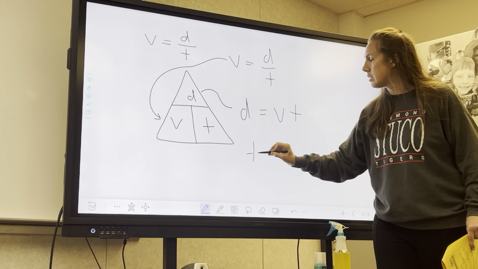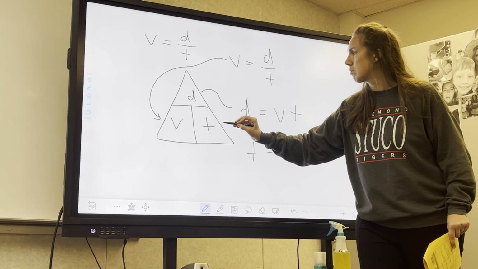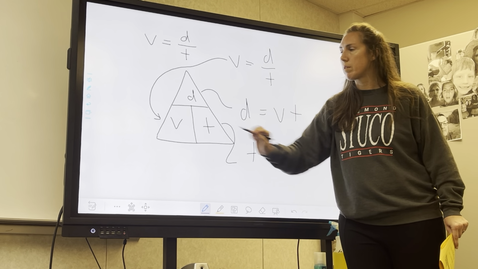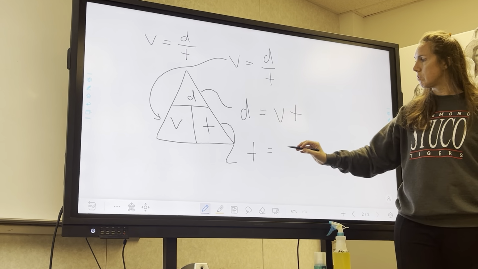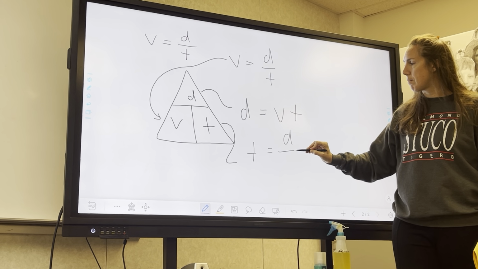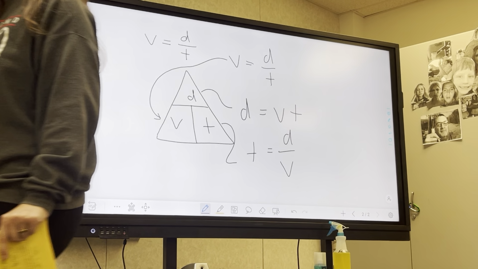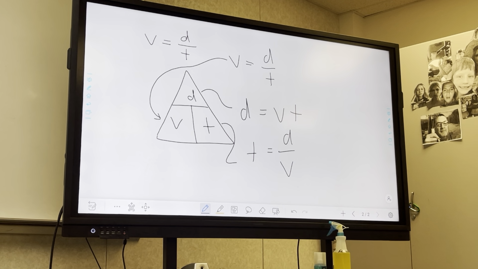Now I'm going to solve for time equals. And what happens when the distance is over the velocity? Good. So time is distance divided by velocity. Write that down. That is kind of like the cheat method for anything, and it really does work. So copy that down.